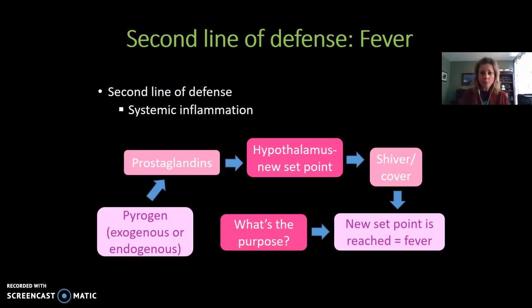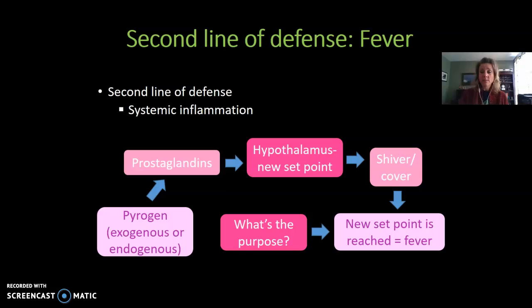So one pyrogen that is made by cells that are damaged by infection is called interleukin. And when interleukin enters the bloodstream, it travels to the brain and it causes some specialized cells that are found in the third ventricle to release prostaglandins. The prostaglandins travel through the capillaries and they stimulate neurons that are found in the hypothalamus to raise the set point.